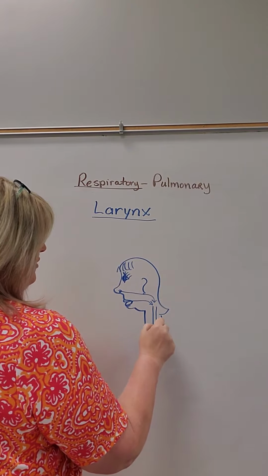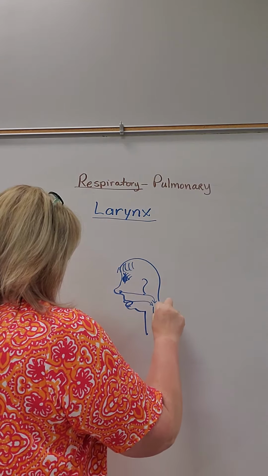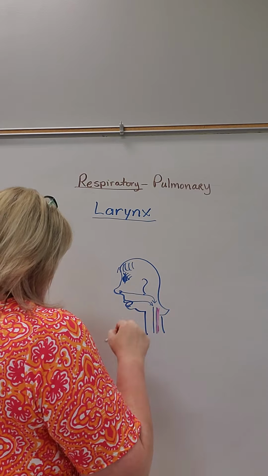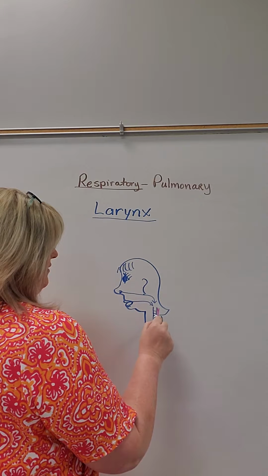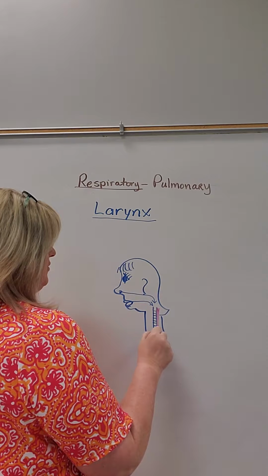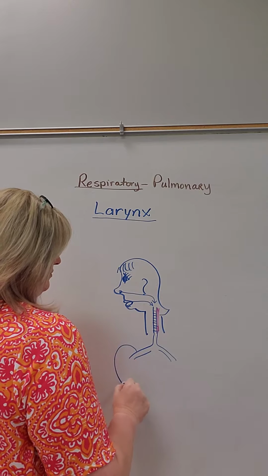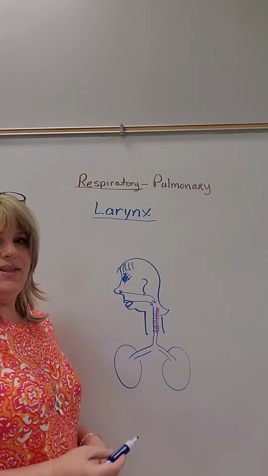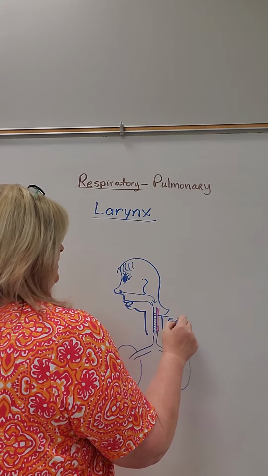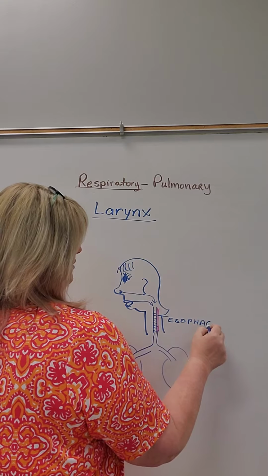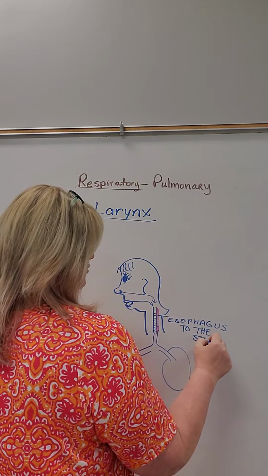Okay, there's two tubes in the back of the throat. This one is the trachea, which eventually will lead to our lungs. Okay, and we'll get to that when we get down a little bit further. This pink line leads to the esophagus, which actually goes to the stomach, and that's where we send our food and drink.